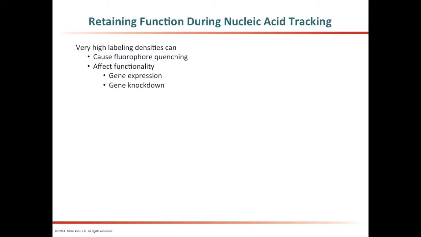An important consideration for labeling nucleic acids to be used in transfection experiments is ensuring that they retain their function. Very high label densities can first of all lead to overall fluorescence quenching if the fluorophores are too close together, and furthermore, they may affect the functionality of the nucleic acid you are delivering. In the case of plasmid DNA, this could possibly inhibit binding of the transcription machinery to the complex, or it could inhibit incorporation of an siRNA into an active RISC complex, for example.